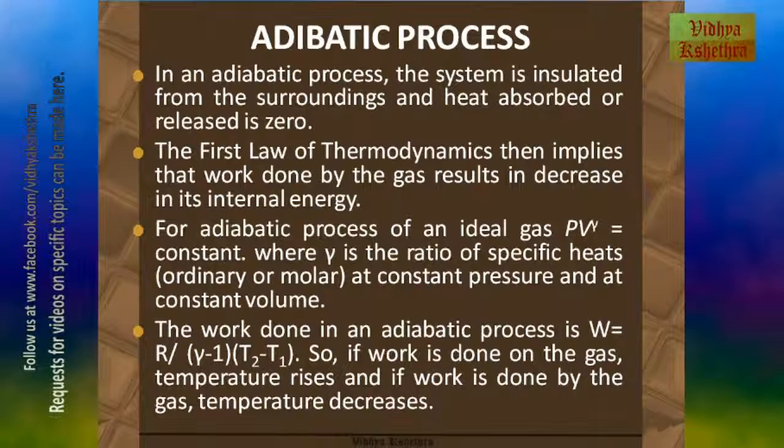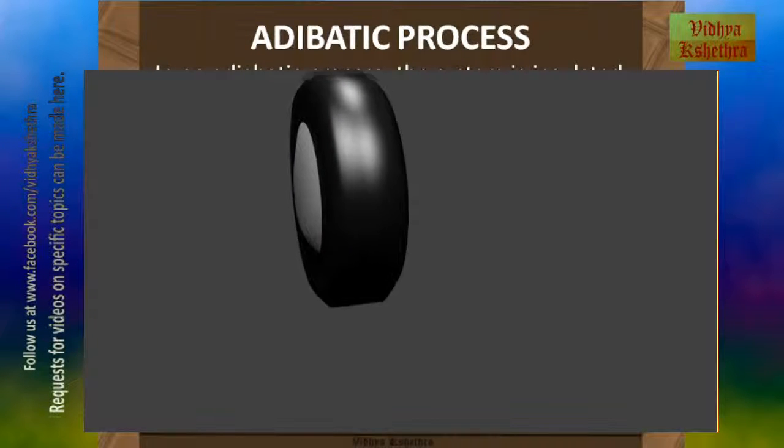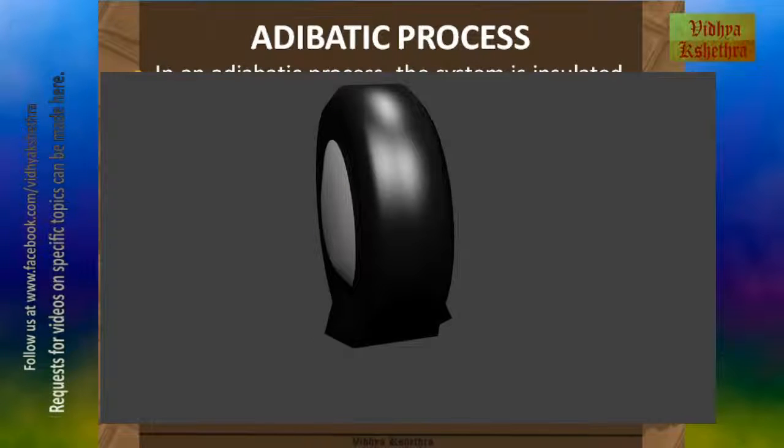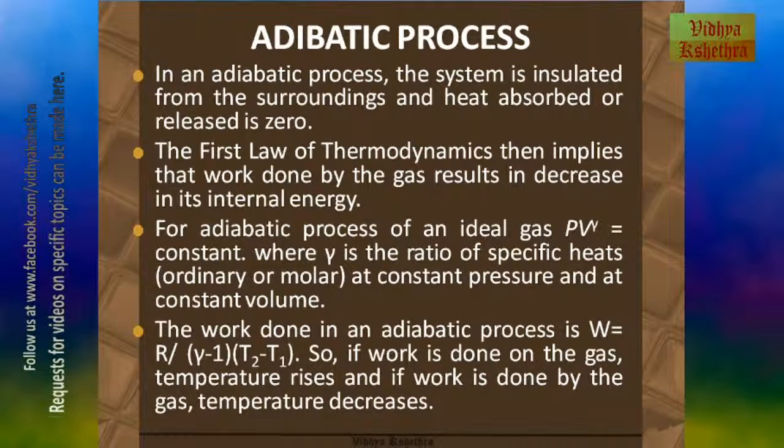So if work is done on the gas, temperature rises. That is, T2 greater than T1. And if work is done by the gas, temperature decreases. That is, T1 greater than T2. Now this is an example of an adiabatic process in which a tire is getting deflated. In this case, the work is done by the gas and hence the temperature of the system decreases.